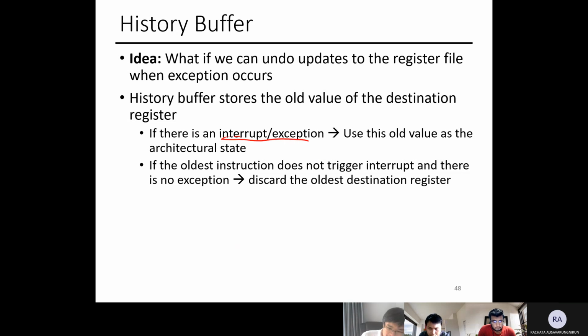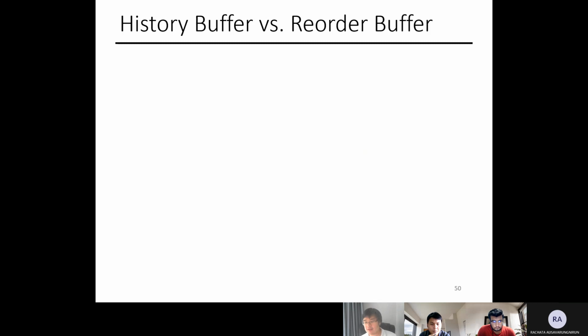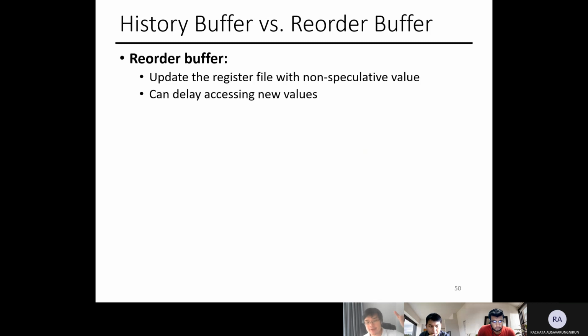If there's an interrupt and exception, use this old value, throw it to the programmer right away. If the oldest instruction doesn't interrupt, then you discard the oldest destination register. So here's a key difference. In the reorder buffer, you update the register file whenever the value in the register file is going to be non-speculative. If you have the value, that's going to be the correct value, but it takes time to reach that correct value because it has to finish the write back.